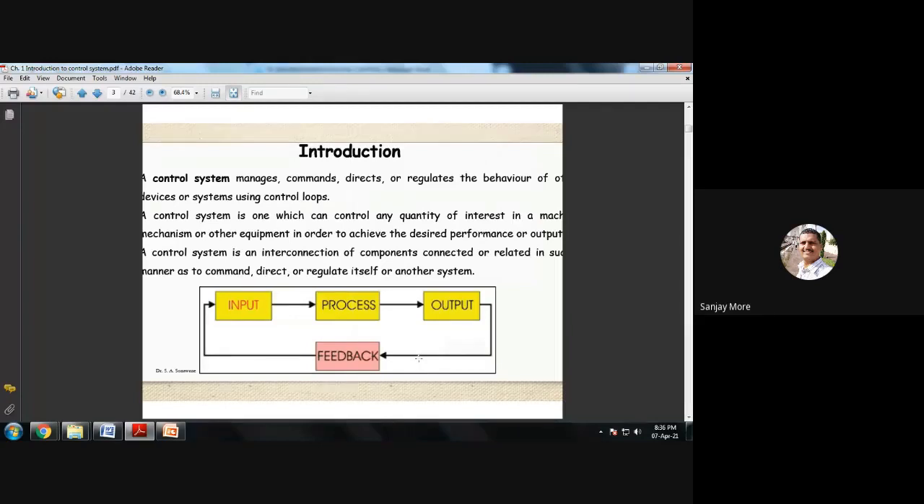So write down in control system, introduction of control system. A control system can control any quantity of interest in a mechanism or other equipment in order to achieve the desired performance or output.